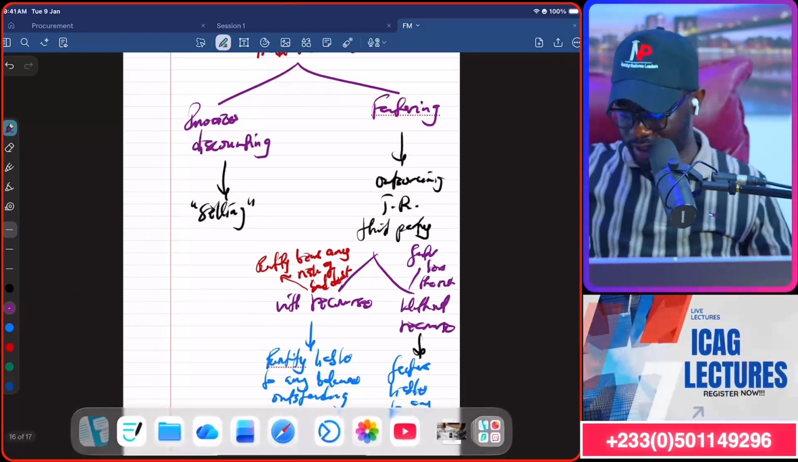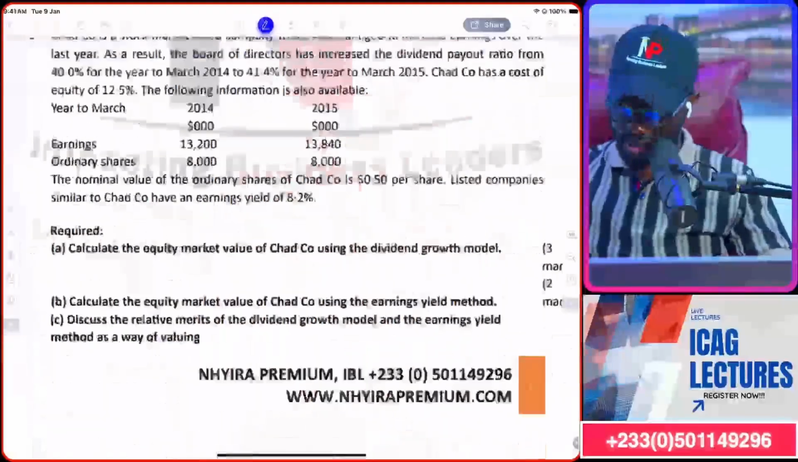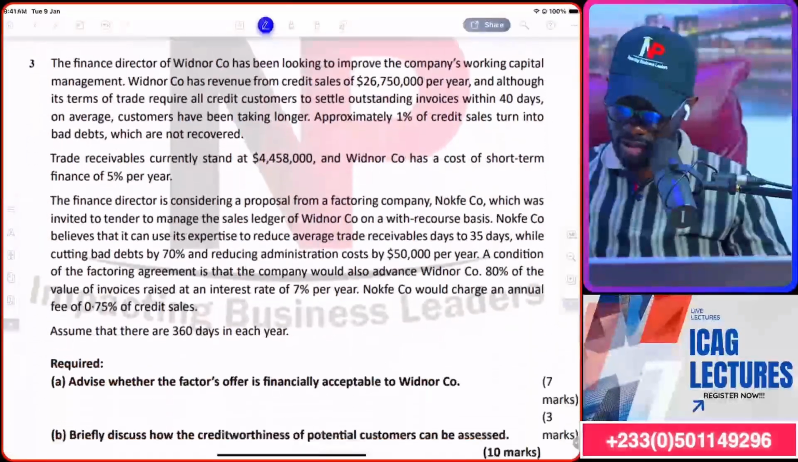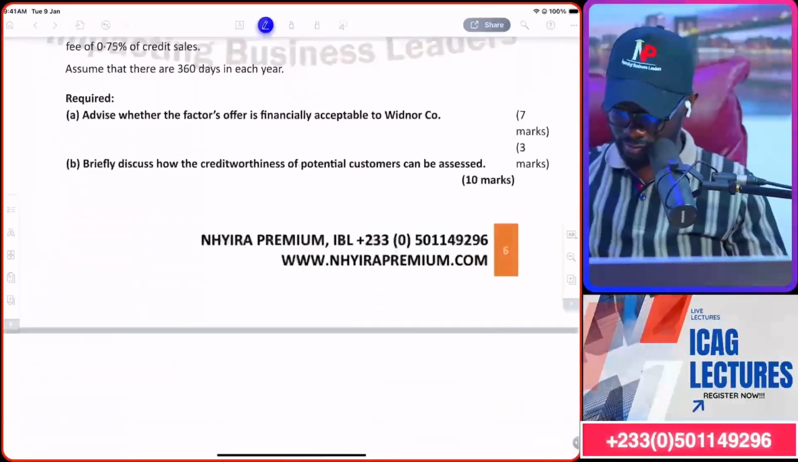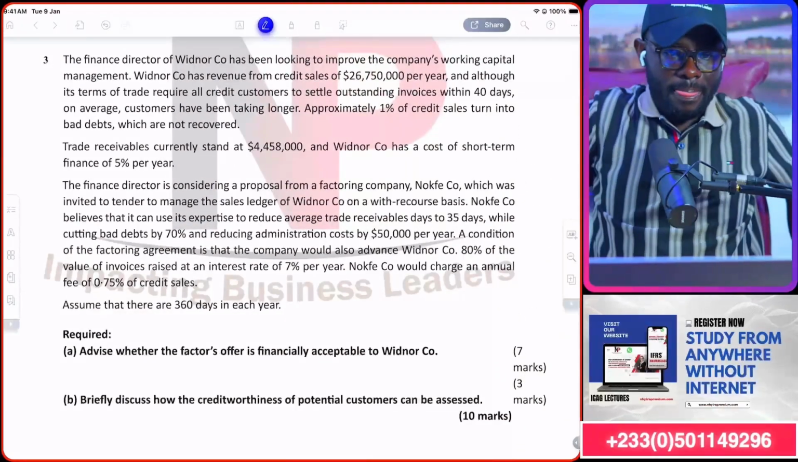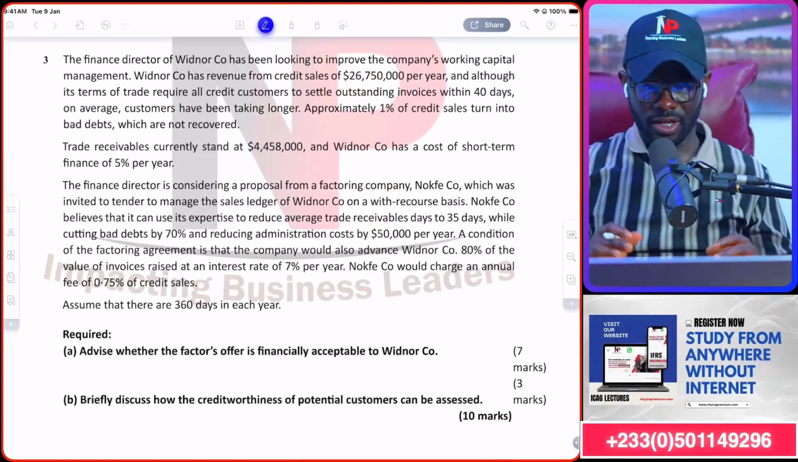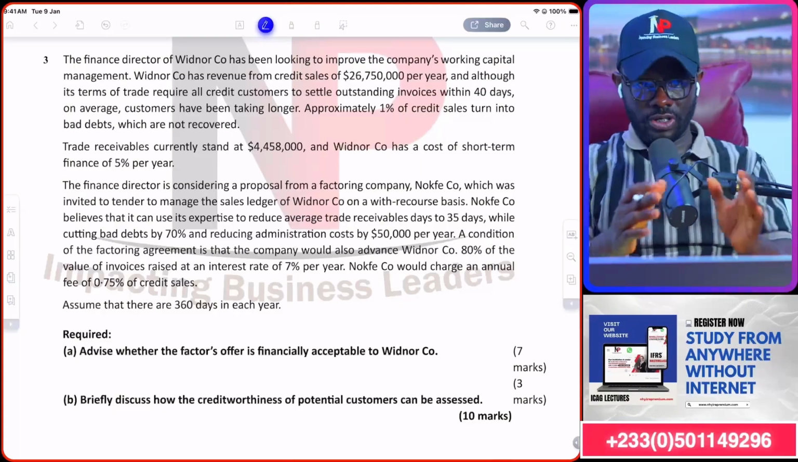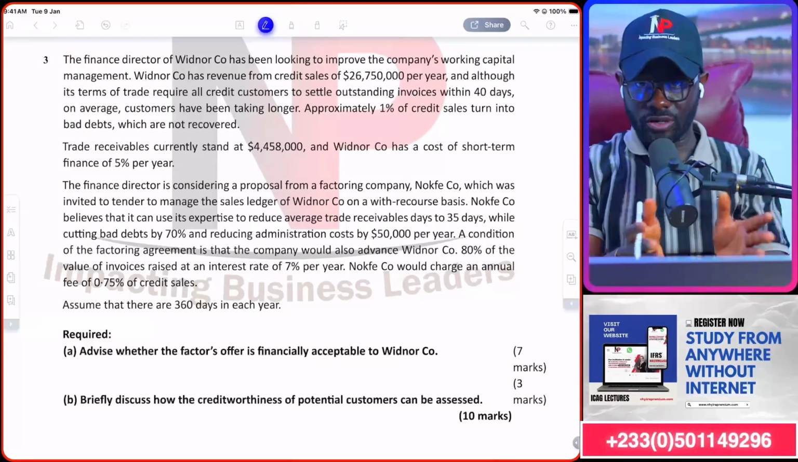Okay, so still in this question kit, you go to, I think, question number 3. Yeah, here, on page 6. Question number 3 on page 6. Now, stay with me carefully here. So this question is about debt factoring.